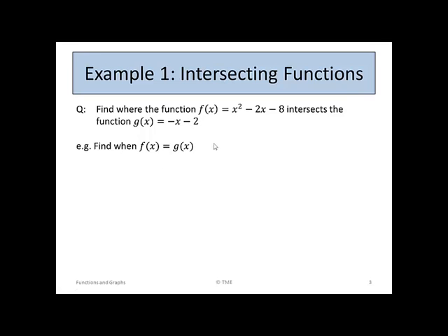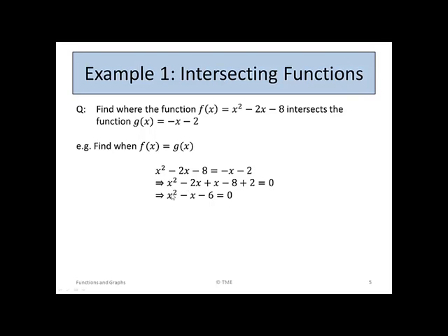So finding where f(x) equals g(x), we're going to make them equal with an equal sign. So f(x) is x squared minus 2x minus 8, and g(x) is minus x minus 2. So we're going to find out where those two equations are equal. So substituting in, we get x squared minus 2x, taking the x across, we get plus x, minus 8 and the plus 2. So we get x squared minus 2x plus x minus 8 plus 2 equals 0.